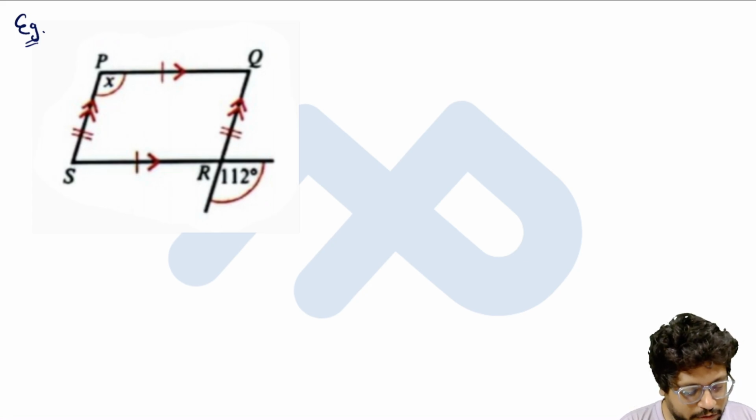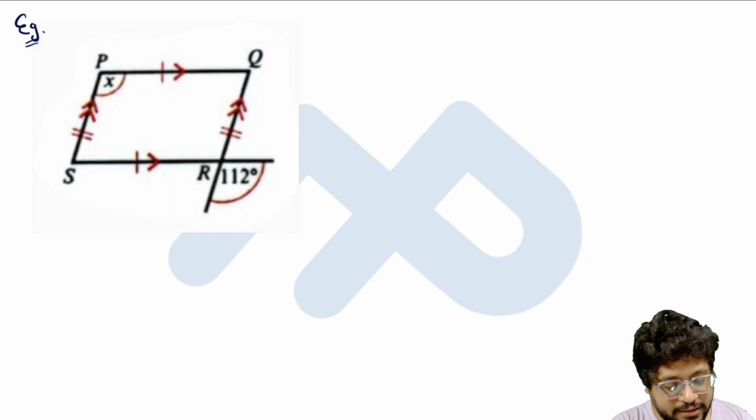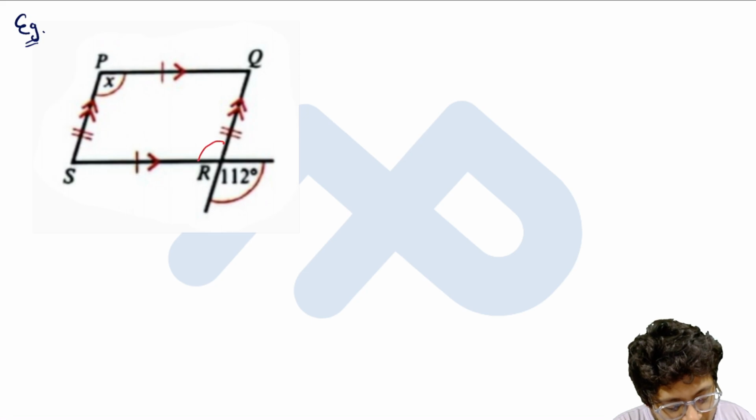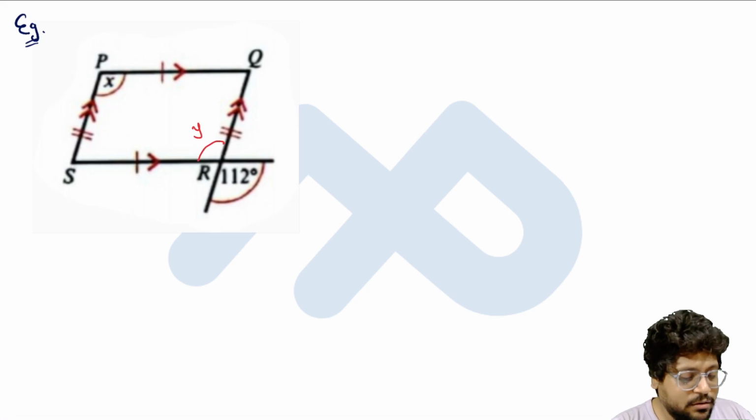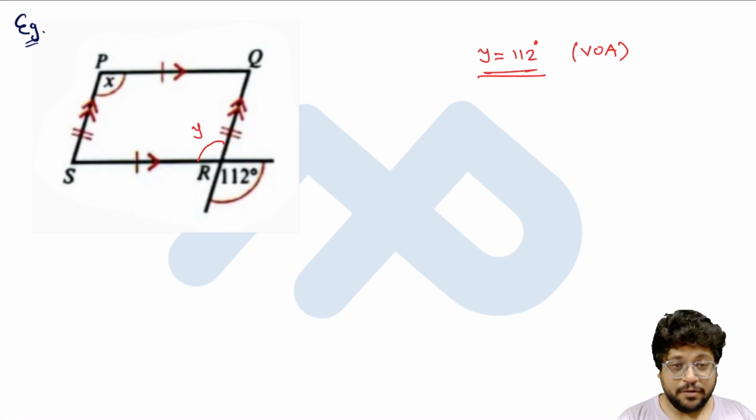See this one question. A parallelogram is given, because PQ is parallel to SR and equal to SR also, and PS is parallel to QR and equal to QR. So both pairs of opposite sides are parallel and equal, which means it's a parallelogram. In the parallelogram, I want to find this X. Let's call this Y, then Y will be exactly equal to 112, because we have already seen that vertically opposite angles are equal to each other. So Y will be 112, but we are not interested in finding Y, we want to find X.